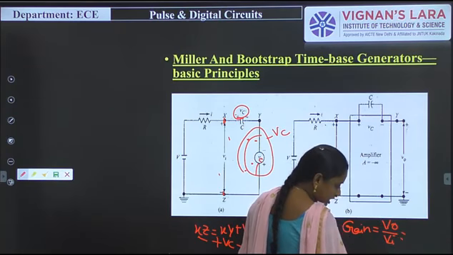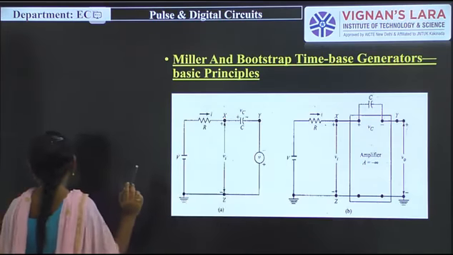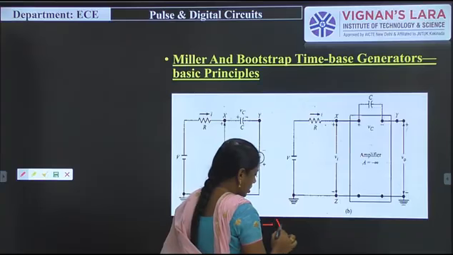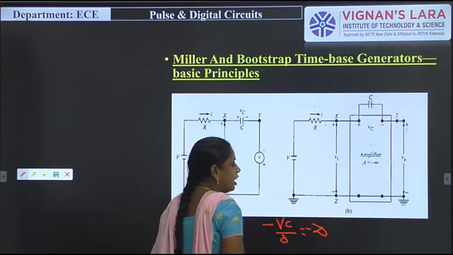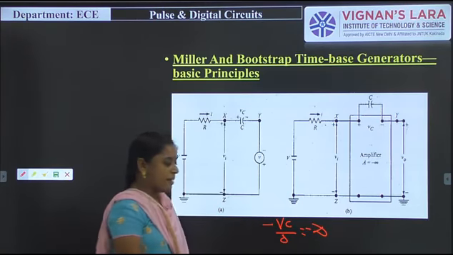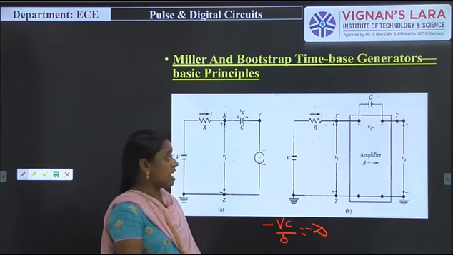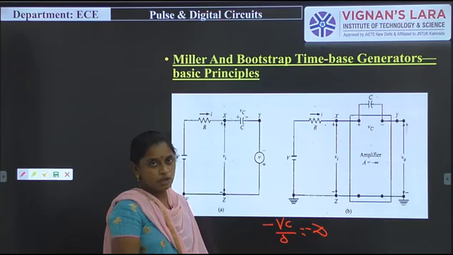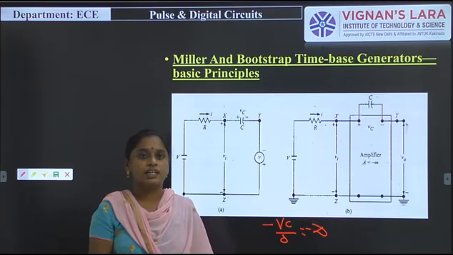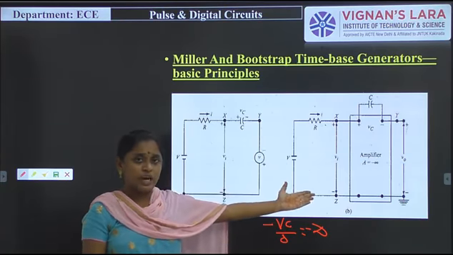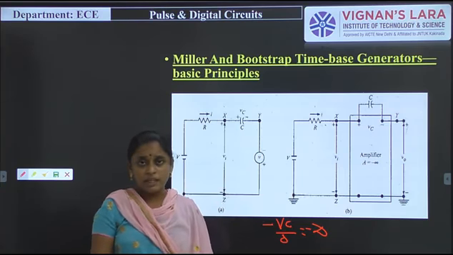The input will be minus VC. Why? Because we get the normal input, that is minus VC, and the output will be 0. Something by 0, that is infinite minus infinite. So that's why I am replacing this VC with an amplifier, and in place of the amplifier I am replacing it with the Miller circuit. Why? Because the basic thing is the gain of the Miller circuit will be infinite. Here the amplifier gain is also infinite. That's why I am replacing this circuit with a Miller circuit.